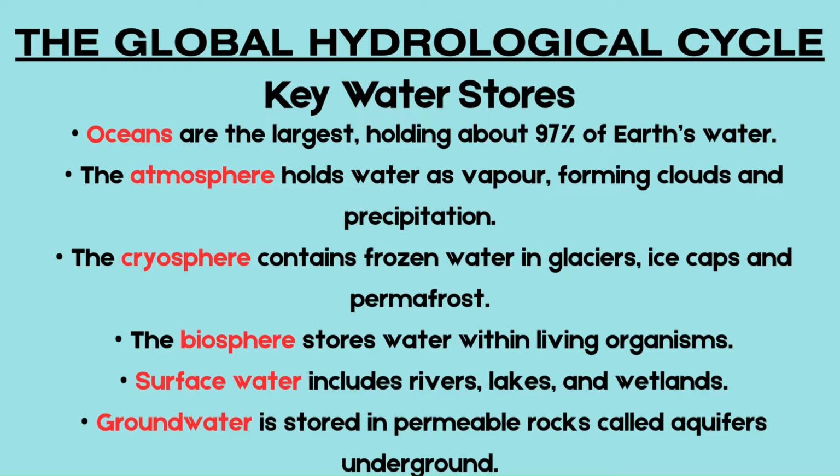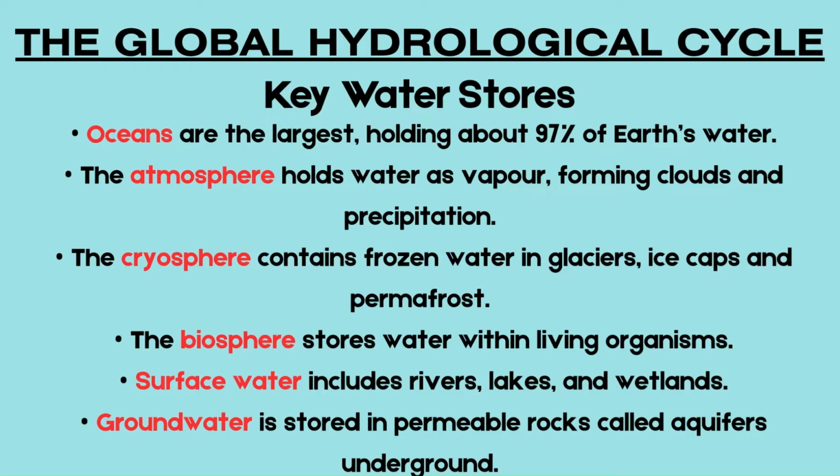2. Atmosphere. Water in the atmosphere exists primarily as vapor, playing a key role in precipitation and cloud formation. The atmosphere contains a small but critical amount of water, essential for local weather patterns and the overall cycle.